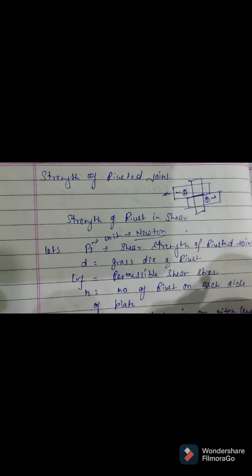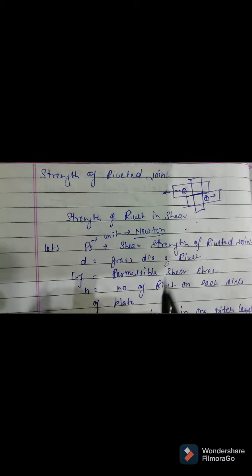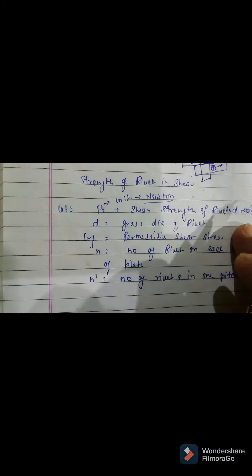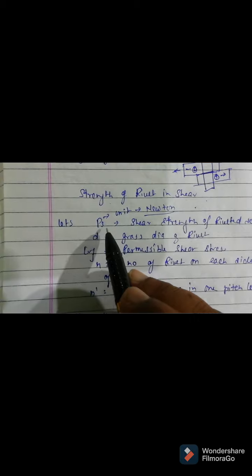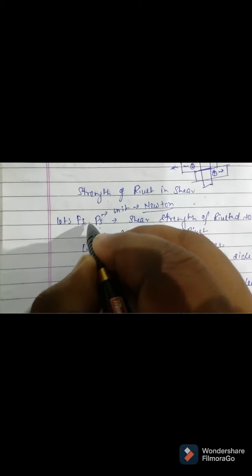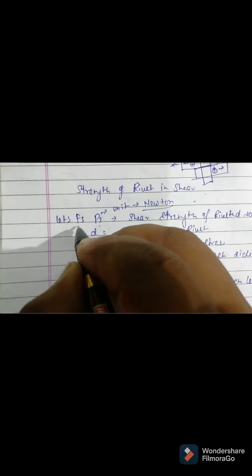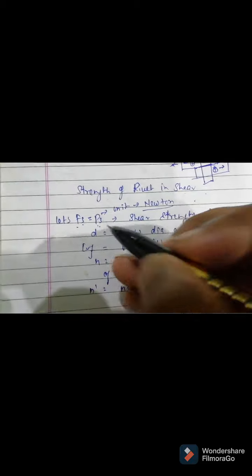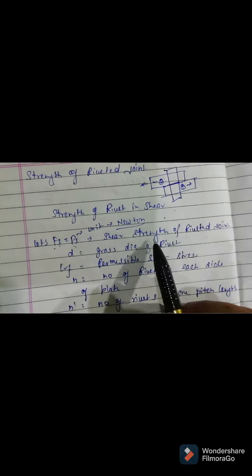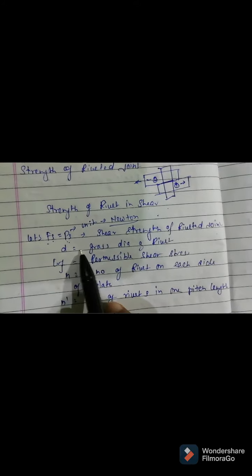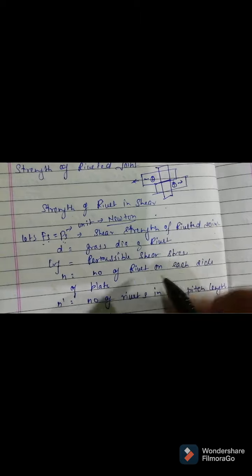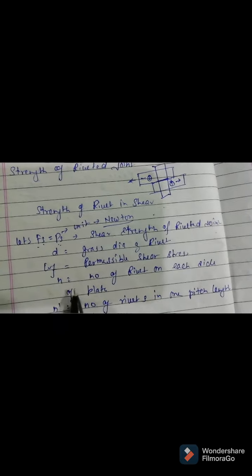So now, the strength of rivet in shear. Let's see the nomenclature: it is Ps, or sometimes written as Fs. No matter, F is the force, S is in shear. P is called the strength of riveted joint. D is the gross diameter. Always remember, D is the gross diameter, not the nominal diameter.